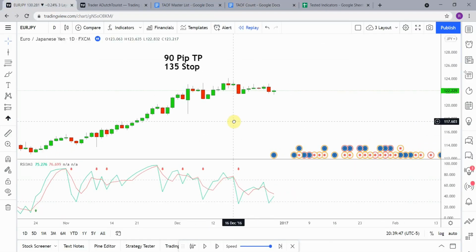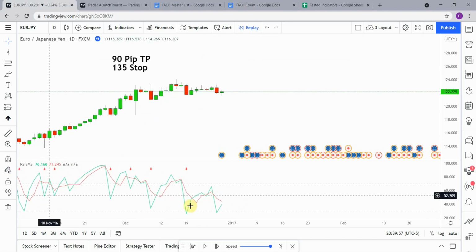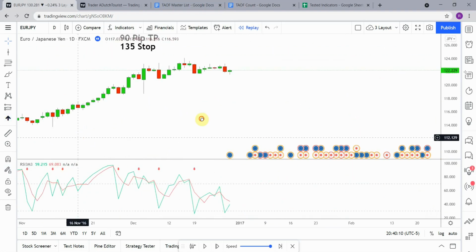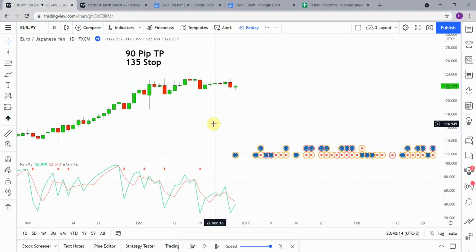Alright, so today's indicator is the RSI3M3 indicator. And you can see it here on the bottom of the screen. And the setup on this is relatively easy. So when we get a red arrow above, then we are going to go short. When we get a green arrow down below, then we are going to go long. And so not much to it other than that. Let's go ahead and get on with the testing and see what we can get.